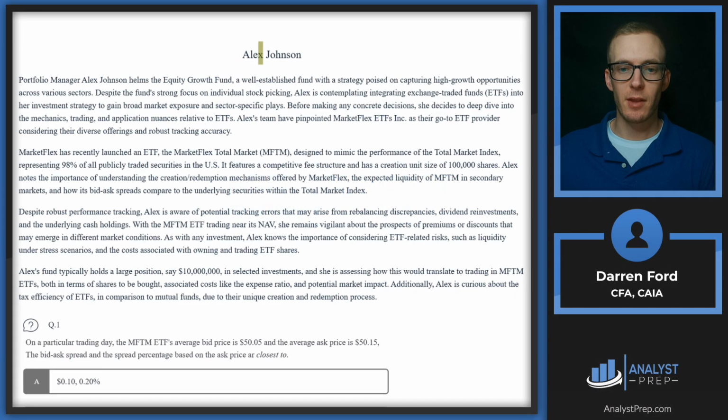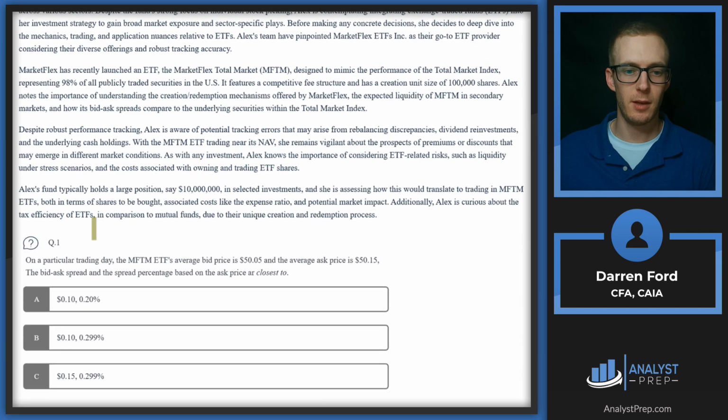All right, we're looking at the Alex Johnson case study. Let's scroll down and read question 1. On a particular trading day, the MFTM ETF's average bid price is 50.05 and the average ask price is 50.15. The bid-ask spread and the spread percentage based on the ask price are closest to.